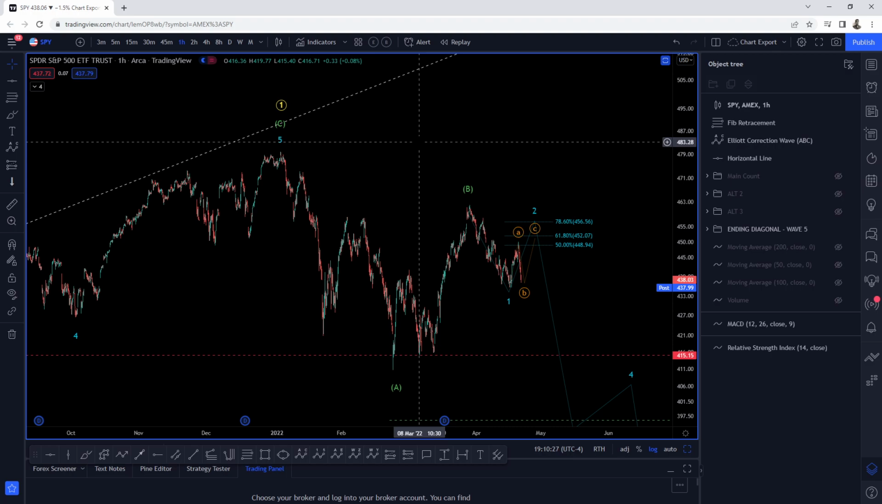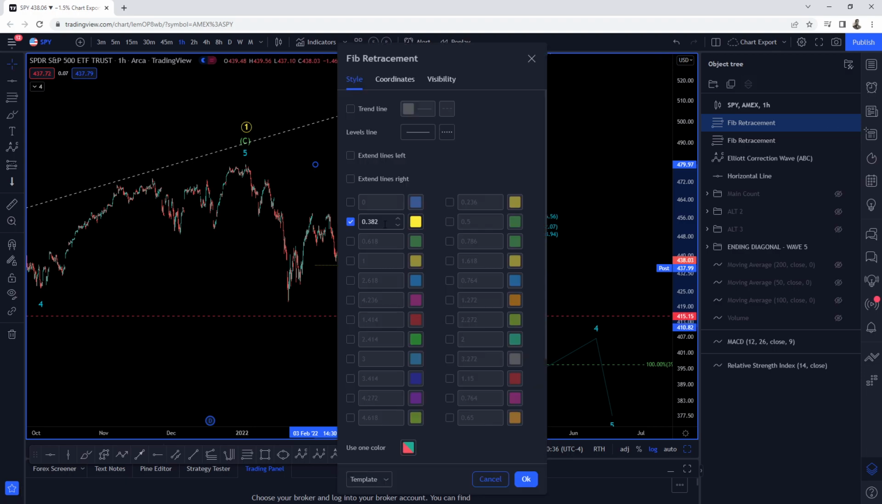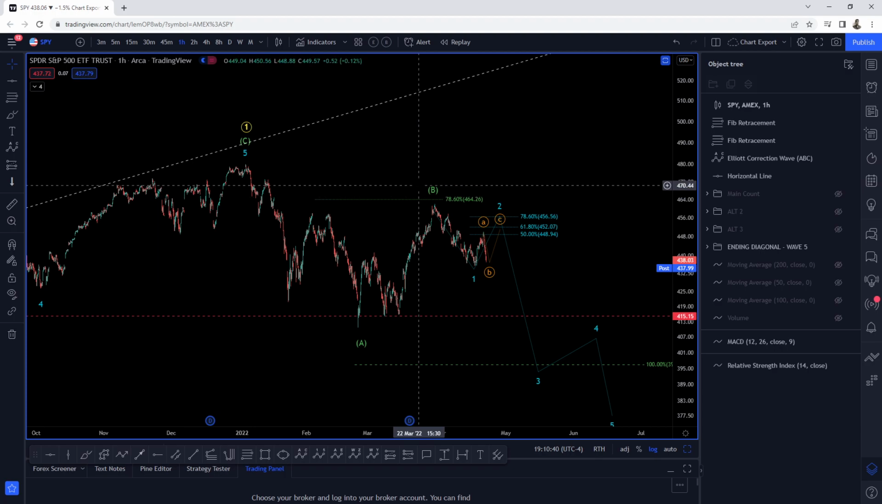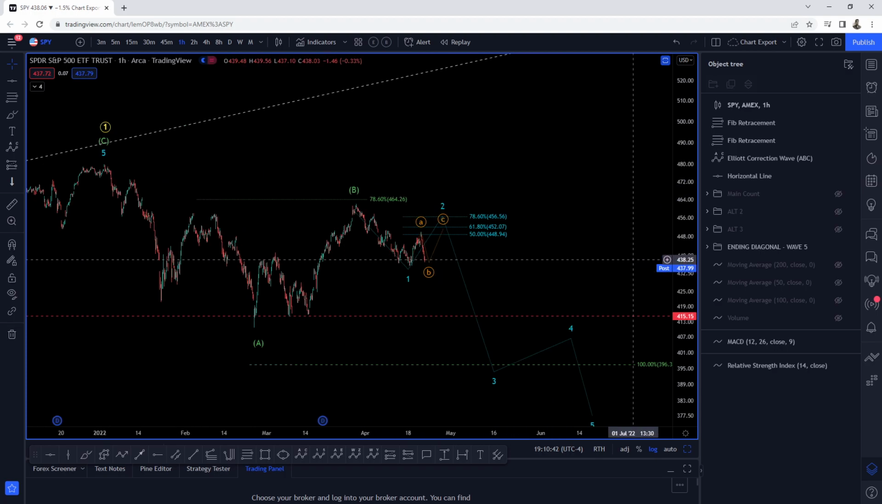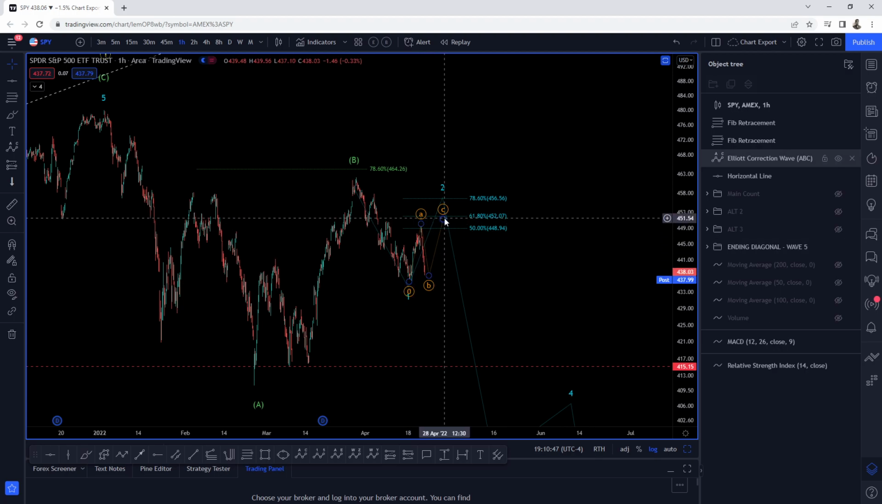Let me see something. All right, so we have the A wave. Where did the B wave complete? The B wave completed at the 786, I believe that was, yeah, 786. Now we have 1. So get this, right? We are either on a flat correction in the wave 2, right?